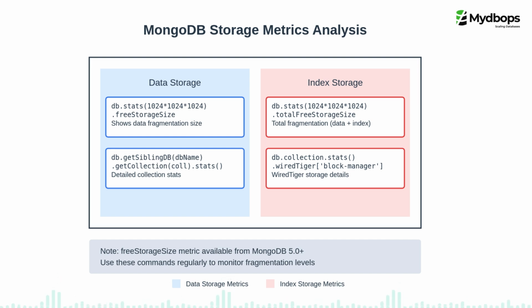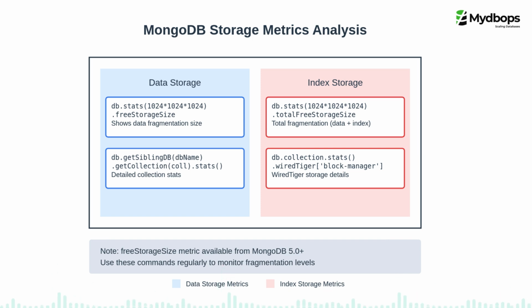There are. Starting with MongoDB 5.0, you've got this handy command, db.stats, with a scale of 1024*1024*1024, and the field freeStorageSize. It basically tells you how much storage space is technically free, but unusable because of fragmentation. So it's kind of like checking your MongoDB's vital signs, right? What should we be looking for in the results? Right. The higher that free storage size number, the more fragmented your data is. And if you want to check for both data and index fragmentation, there's also db.stats with a scale of 1024*1024*1024, and the field totalFreeStorageSize. Both are really useful.